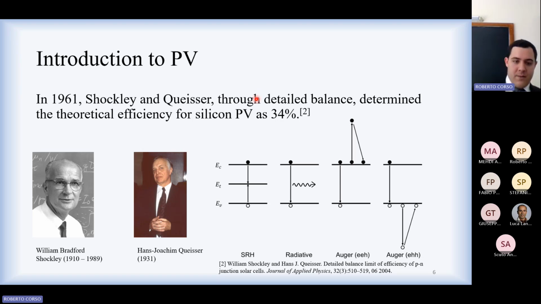In doing so, however, they excluded all non-radiative recombination processes in order to, let's say, approximate the highest, most ideal system possible. So here we see a diagram of the most important recombination processes. We have the Shockley-Read-Hall recombination, which is assisted by trap levels inside the forbidden gap. The radiative recombination process, which is basically the opposite of photon absorption. And this is the one that Shockley and Queisser considered for their work.